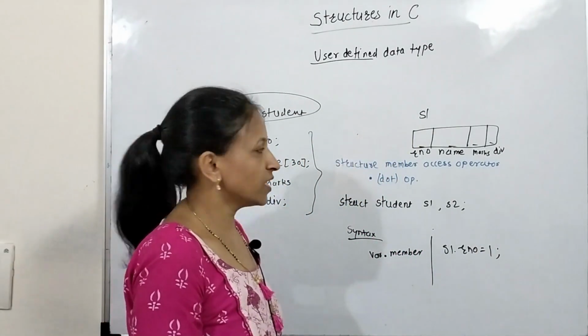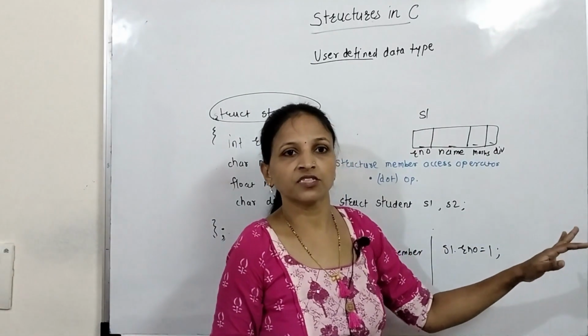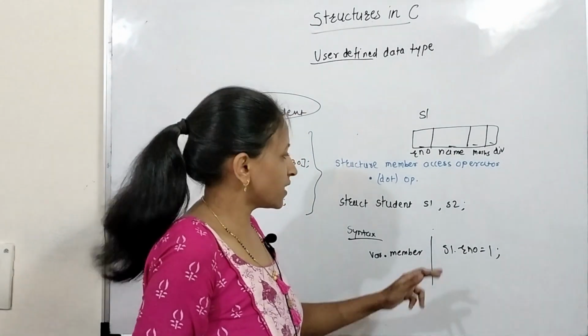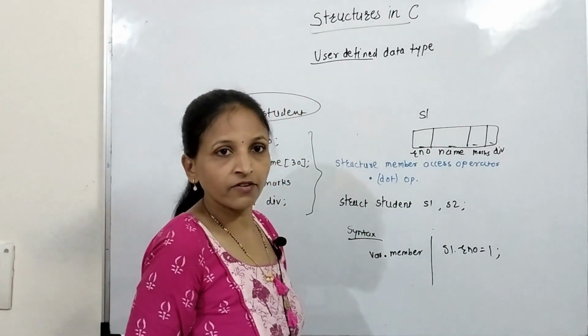It will again internally have this roll number, name, marks, division. And if you want to access marks of that S2, then how can you access? Like S2.marks, S2.due, in that way.